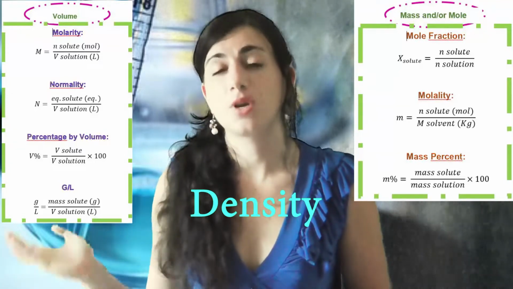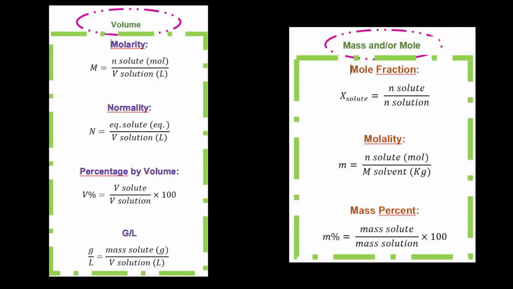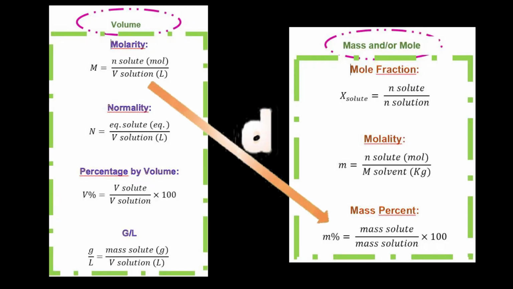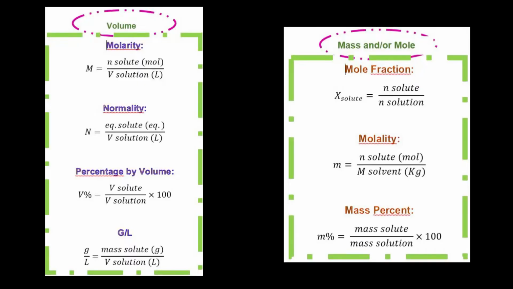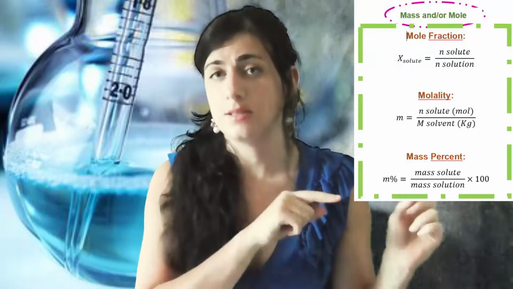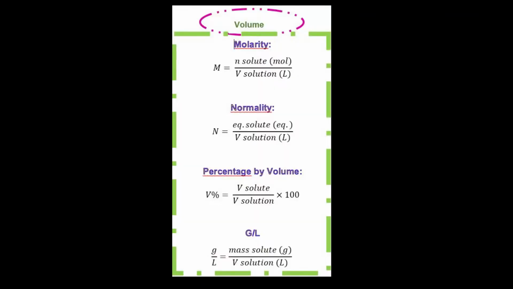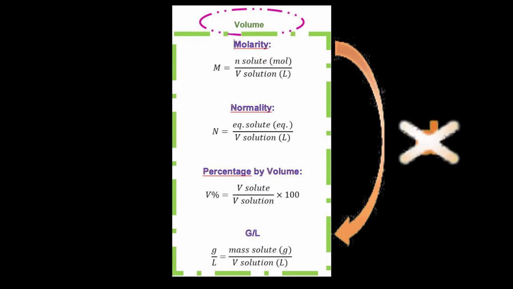So if I want to, for example, convert molarity into percentage by mass, I will need density. And if I want to convert molality into normality, I will need, again, density. So what happens if I want to go from one concentration to another in the same group? Well, it's simple. You won't need density. For example, if I want to convert molarity into gram over liter, I won't need the density.